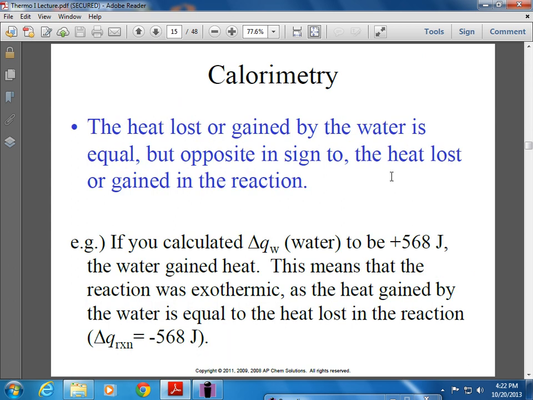The heat lost or gained of the water is equal but opposite in sign to the heat lost by the reaction. So if you calculated q to be positive 568 joules, the water gained heat, that means the reaction was exothermic. Positive, that means it got hotter. So that means it's exothermic. So the heat of the water is equal to the heat lost by the reaction.